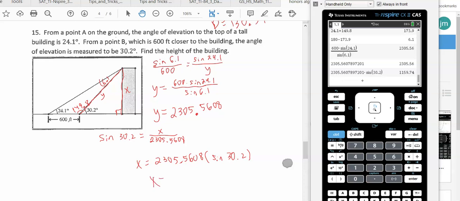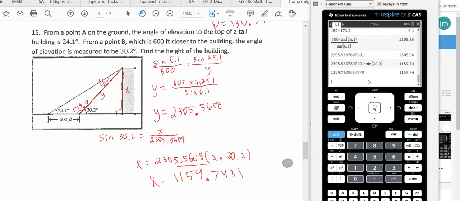We get x equals 1159.7431. I think that's what it's asking for, right? Find the height of the building.